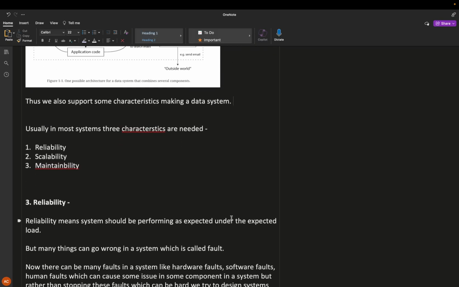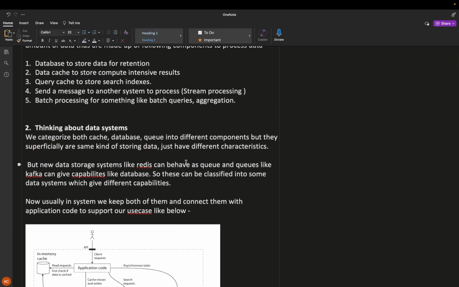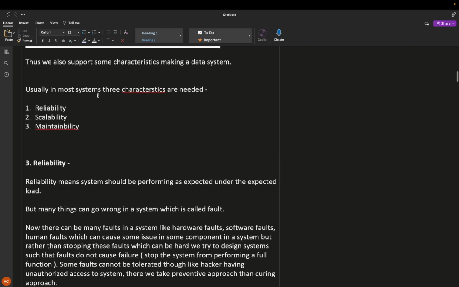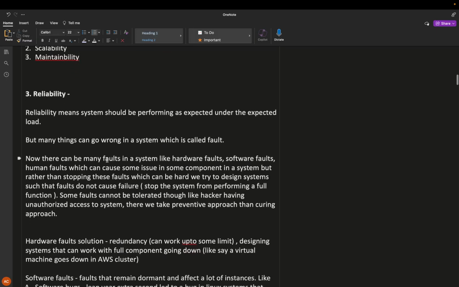So okay, now coming to the meat of the part, we just understood that by today's systems we usually mean data systems, not compute-intensive systems. I will be discussing the three characteristics that are most needed in today's systems, right? So first is reliability. Going over the definition, reliability just means the system should be performing as expected under the expected load. But usually many things go wrong in a system, which are called faults, right?